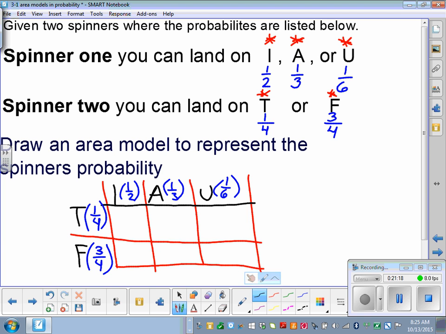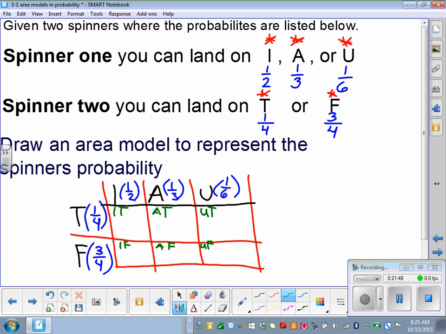So looking right here, guys, we're going to list all the possible outcomes. This is I what? IT, good. And this is AT, then UT, good. This is IF, this is AF, and this is UF. Okay, let's go through and put in the probabilities now.